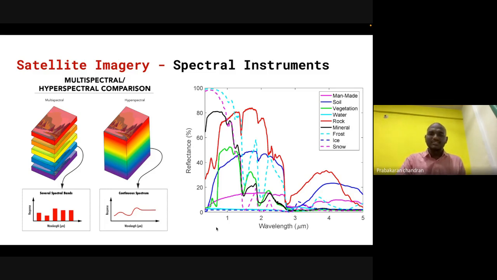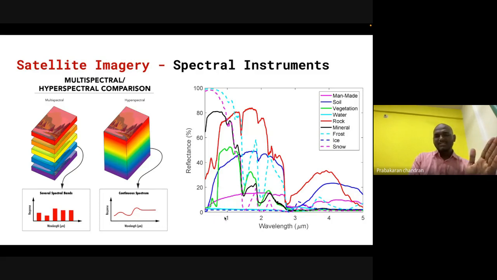For example, if you take this 0 to 1 micrometer wavelength, the frost is completely absorbing everything, all the frost or even the ice. It is not reflecting back anything. But if you take man-made structures here, like the continuous pink color, it is reflecting less, around 20 percent. But if you take minerals, they are reflecting a lot. And the same for rock. And even if you take vegetation, it is comparatively higher. You can compare soil and vegetation. The soil is reflecting more than the vegetation in this particular region, 0 to 1.